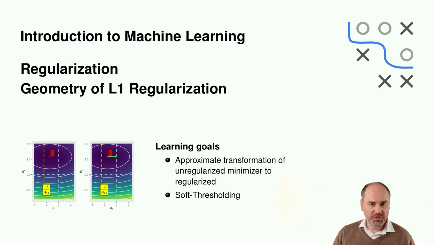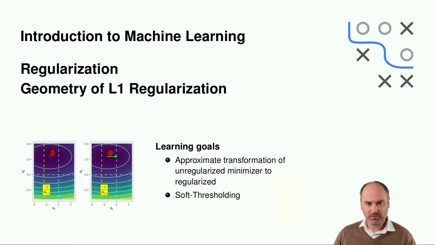Here I will now continue the deep dive into L2 and L1. So basically we'll proceed with a pretty similar analysis for the geometric analysis of L1 penalties as I've done for L2. So we'll take a look at how L1 actually transforms the unregularized minimizer to the regularized version, and then again we'll see the soft thresholding operator in action as a result of that.